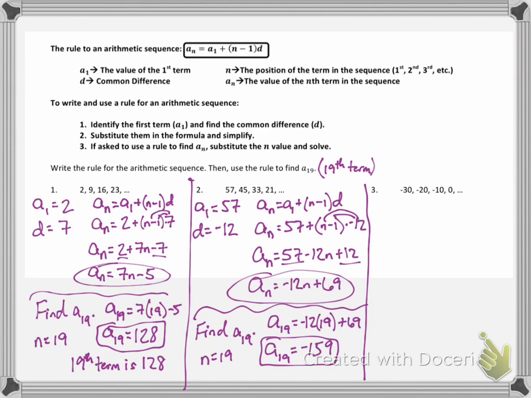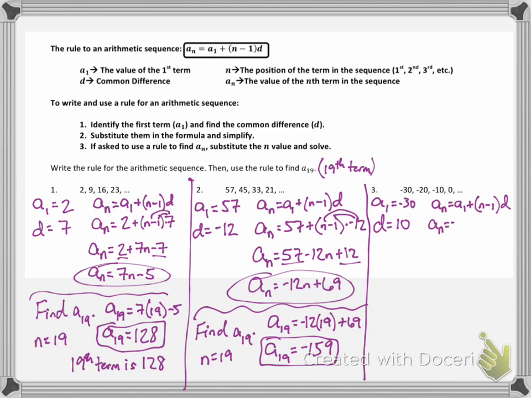And in number 3, same idea. Our first term is negative 30. Our common difference, we have to add 10 each time. So D equals positive 10. So again, we're going to go ahead. Now, I'm writing out the formula every single time. Obviously, you could just keep it handy and not have to write it every single time. Whatever works for you is fine with me.